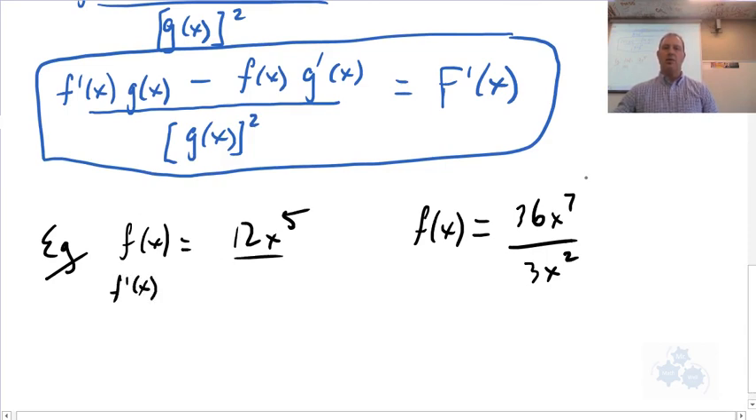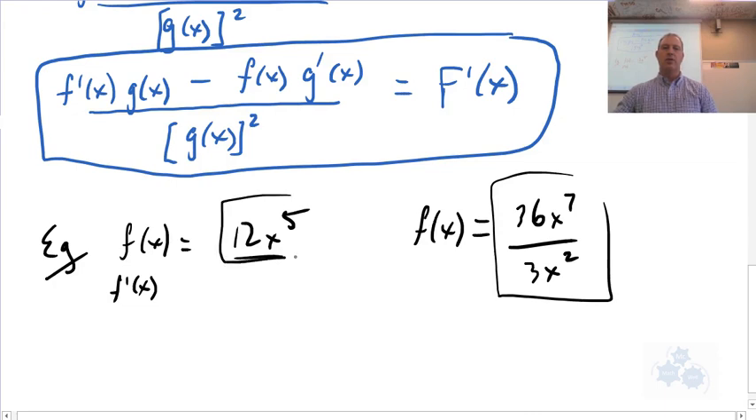and these expressions are the same. They're the same values. They're the same things. They're just written a different way. So we could use the power rule here. Pretty easy, right? That's going to be what? 12 times 5 is 60, x to the 4. So that's the easiest way to find the derivative here.